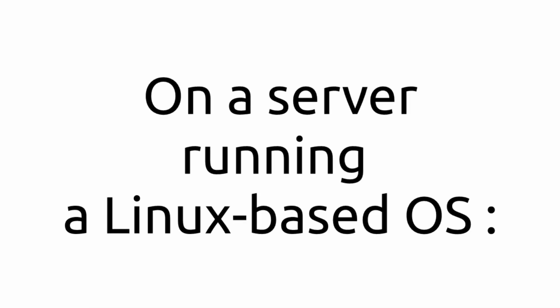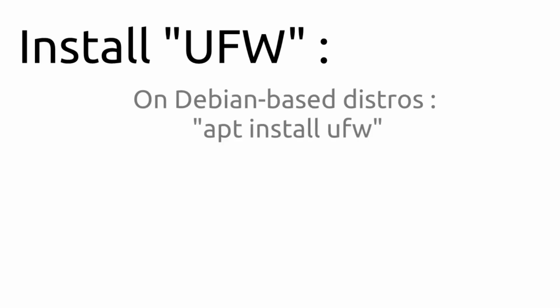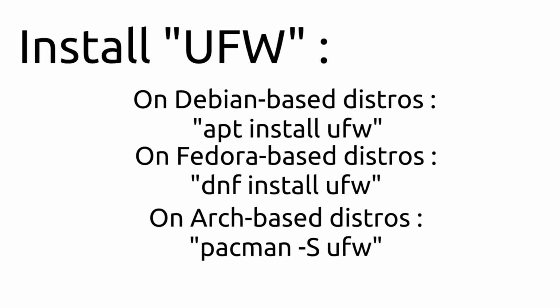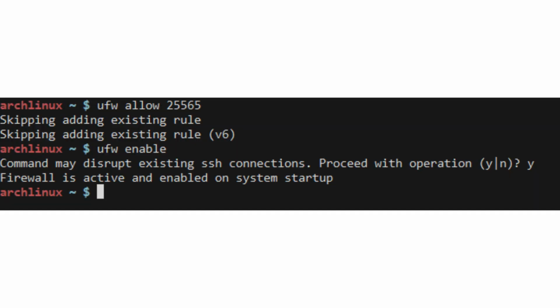To open the game's port on Linux, install UFW if you don't already have it. On Debian-based distros, run apt install ufw. On Fedora-based distros, run dnf install ufw. And on Arch-based distros, run pacman -S ufw. After installing UFW, run the command ufw allow 25565. Replace the number 25565 with your game's port number. Then run the command ufw enable.